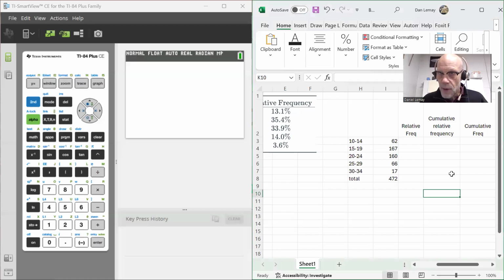Okay, cumulative relative frequency. How do you figure them out?